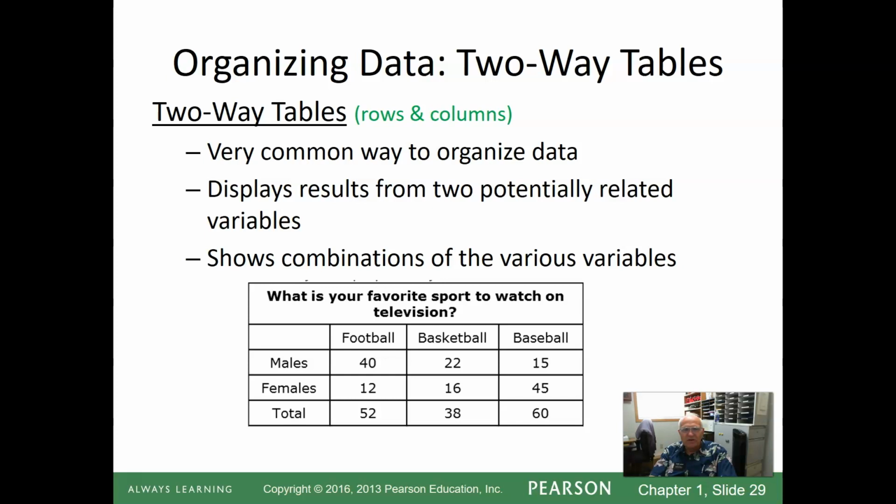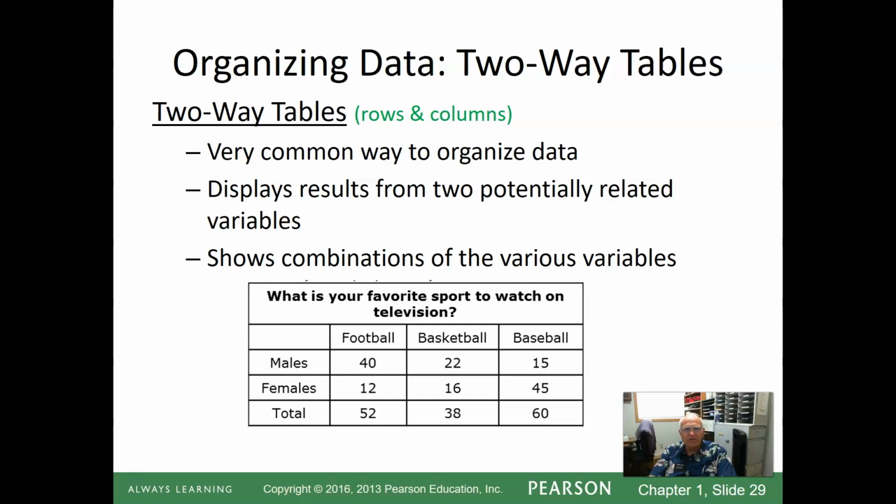It appears that females like baseball much more than males, who tend to prefer football, and basketball is somewhere in the middle. You see the variables on there. There are two categorical variables: the males and the females, and then which sport they preferred. And the third variable is just the count, the number that made those preferences.